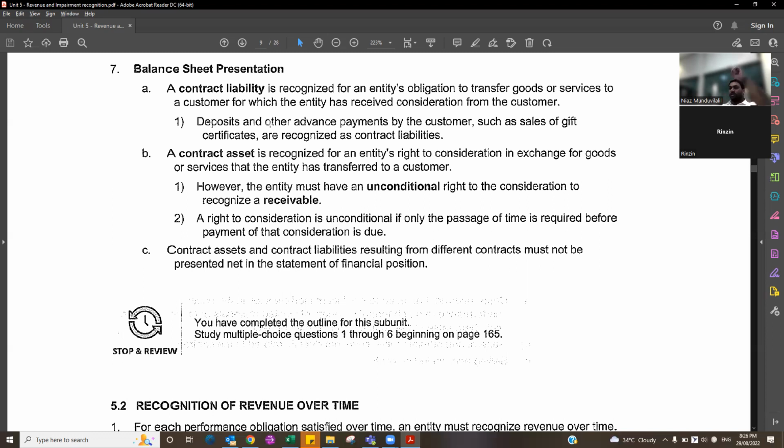And after 6 months, he will reverse it, like contract liability account debited to sales revenue, 500 dirhams. Now, a contract asset is recognized for an entity's right to consideration in exchange of goods or service that the entity has transferred to a customer. However, the entity must have an unconditional right to the consideration to recognize a receivable. The right to consideration is unconditional if only the passage of time is required before payment of that consideration is due. Then contract assets and contract liabilities resulting from different contracts must not be presented net in the statement of financial position. Clear?